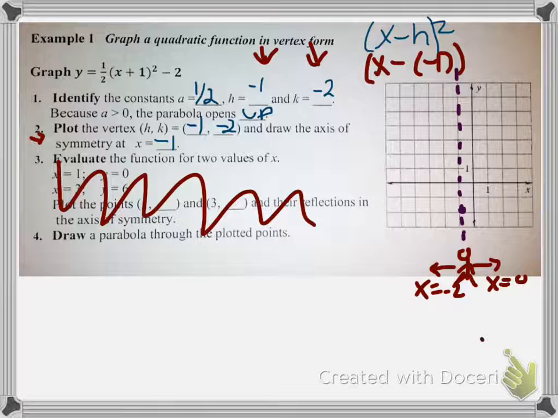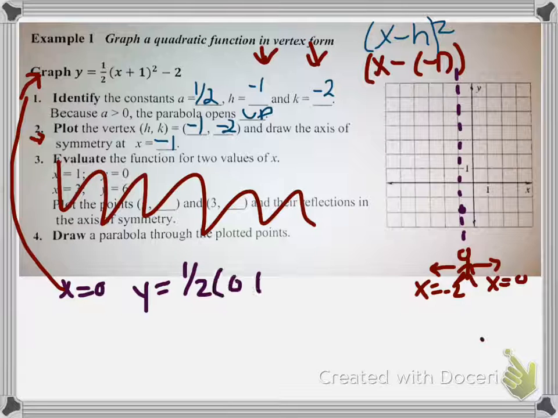For this case, I'm going to choose x equals 0. So if x is equal to 0, I have to come back up here and plug it into this top equation. So y equals 1/2 times (0 plus 1) squared minus 2.